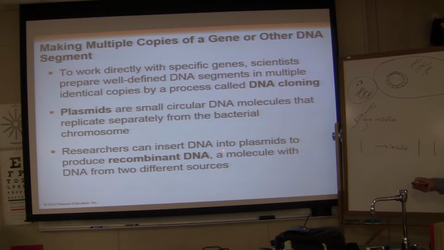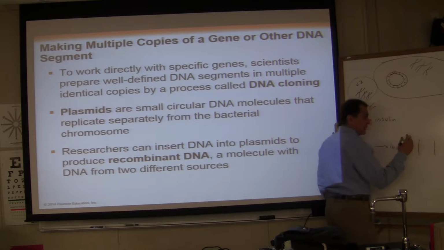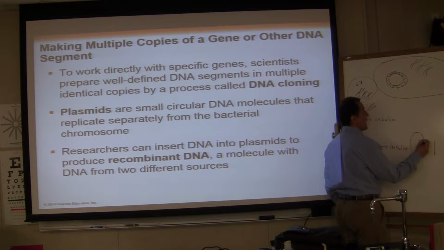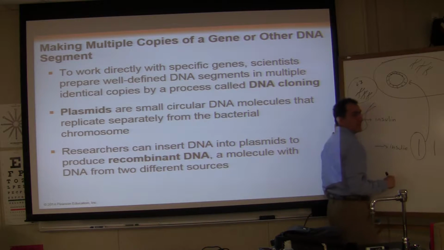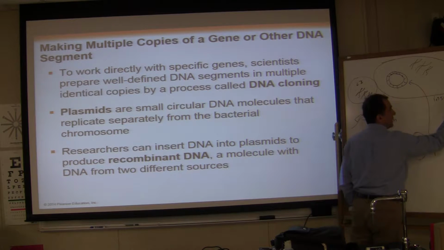Researchers can insert DNA into plasmid to produce recombinant DNA, a molecule with DNA from two different sources. So what they do, it is possible, they do it every day, they take that DNA, they took it from human chromosome, insulin, and they take that DNA and put it into plasmid. Am I making some sense? So, as a result, this bacteria starts making insulin.